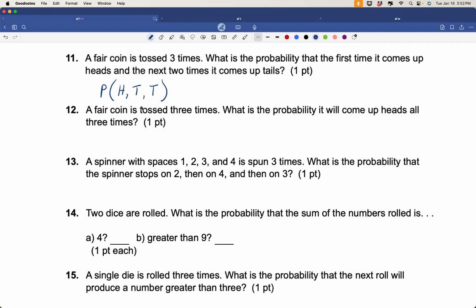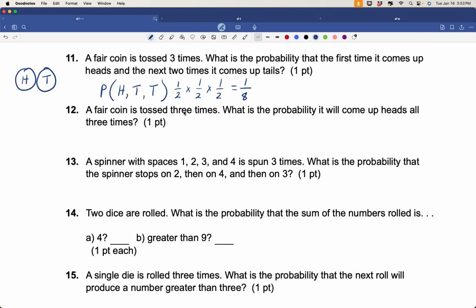Whenever you have a coin, you only have 2 outcomes. You have either heads or tails. So either one of these outcomes is 1 out of 2, and that's what we're going to do for each one of these. 1 out of 2 for heads, 1 out of 2 for tails, 1 out of 2 for tails again. We multiply them against each other and have 1 out of 8. That is the probability that we'll get heads, tails, tails when we flip it 3 times.